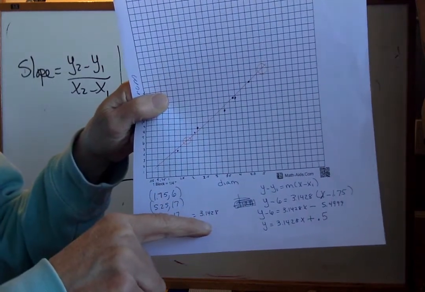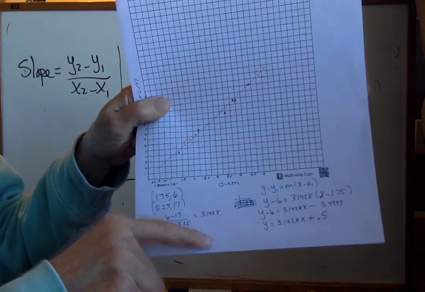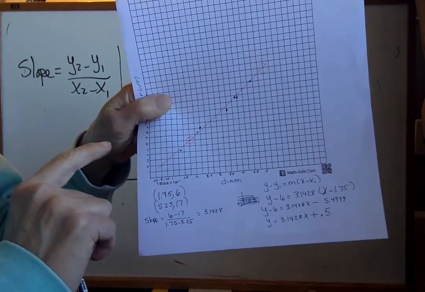I got a slope of 3.1428. I seem to do incredible. I think I just got lucky. Let me make another comment on this on the whiteboard for a second.